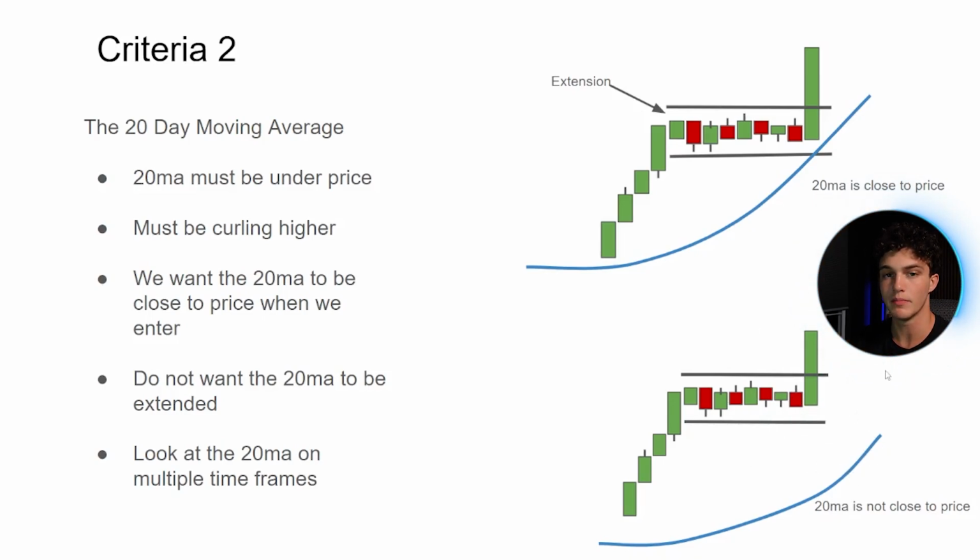So you want to always be making sure, when you're looking at these setups, that you're looking at how the 20 MA looks on multiple time frames. You want to make sure that it's not extended on multiple time frames. So if it looks close on the 1 minute, but on the 2, 5, 15 it's super extended, then that's not good. You want to make sure the 20 MA is close to price, curling higher on multiple time frames.